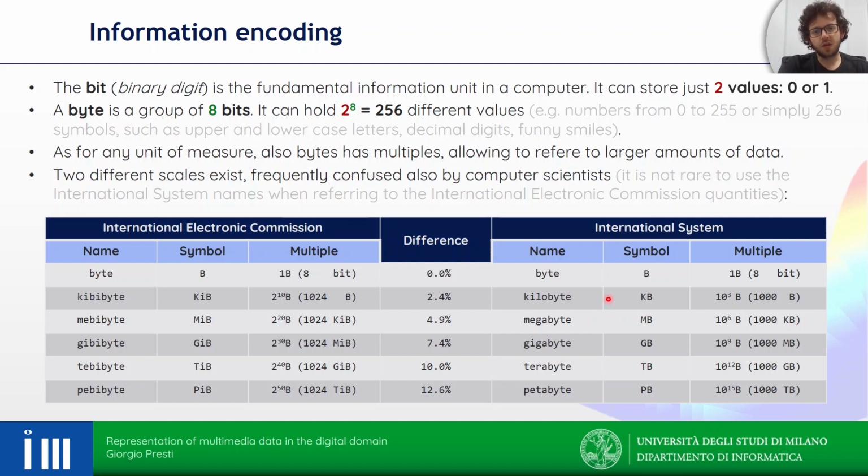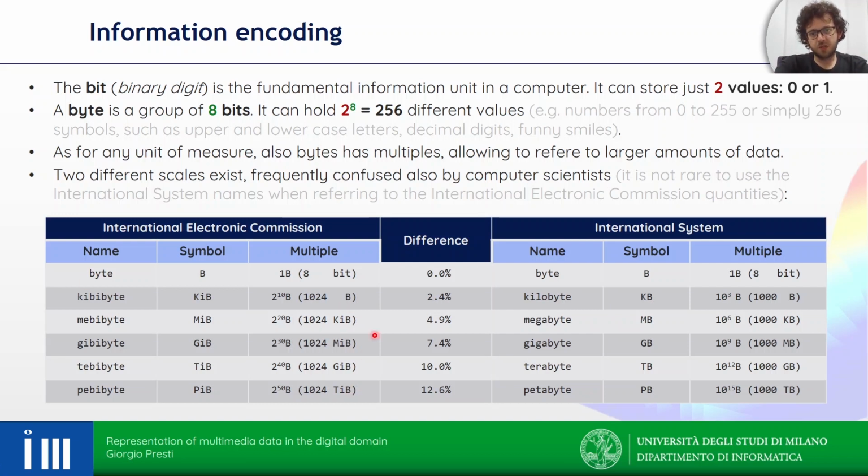But usually we talk about kilobytes, megabytes, gigabytes, terabytes, while we truly refer to this other unit of measure, which actually has different names. For example, 1 kibibyte is made of 1024 bytes. 1 mebibyte is made of 1024 kibibytes. So as you can see, it's a different unit of measure, and we often confuse these values with these names. But keep in mind that these are two different things.